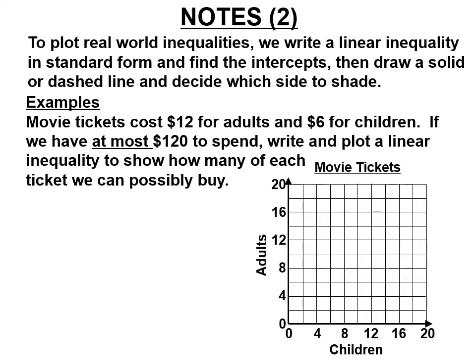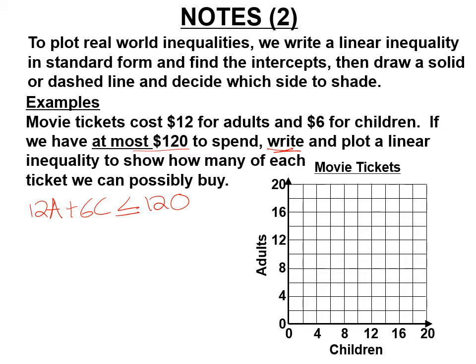So let's see, movie tickets cost $12 for adults and $6 for children. So 12 is our rate, $12 per ticket, our coefficient for A. For adults, I'm going to use A for adults, as I have in the past, and $6 for children. If we have at most $120, at most, that means it's less than or equal to 120. So I just wrote a linear inequality, and now I'm going to plot it.